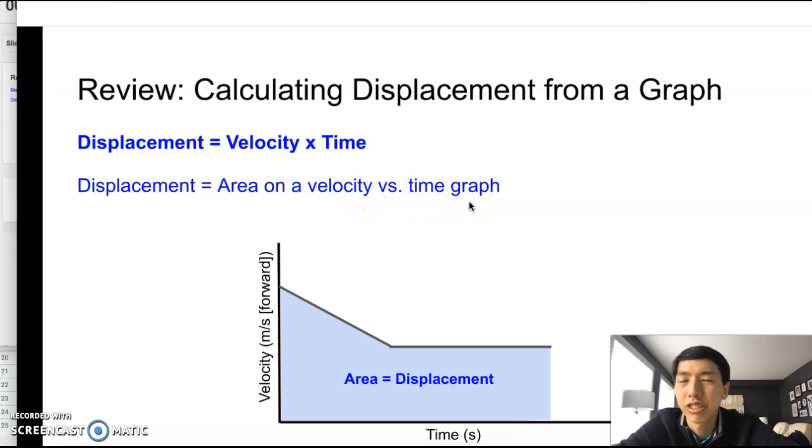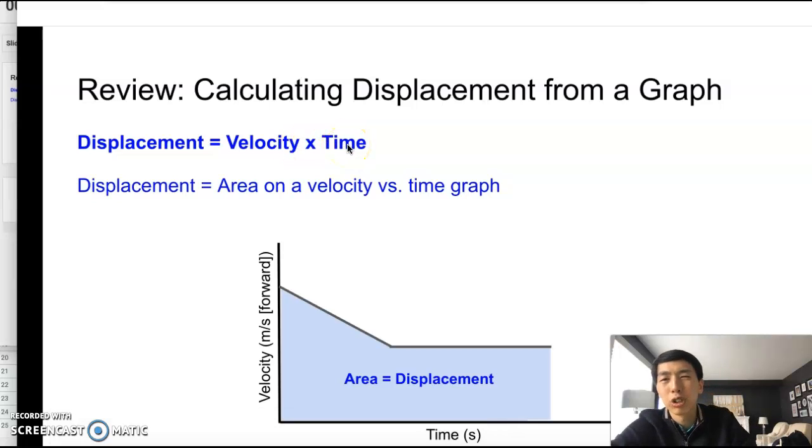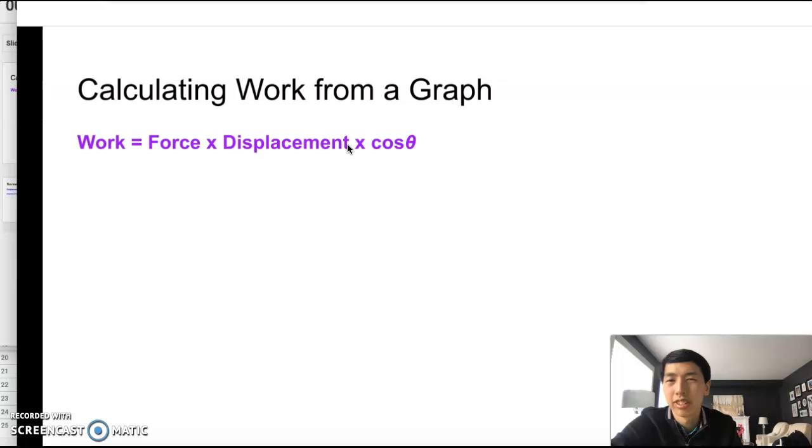And that setup is true for any kind of equation where you have one quantity equals one variable times a second variable. To figure out the quantity, you can always find the area of the graph of those two variables. And we're going to apply that concept to the formula for work.